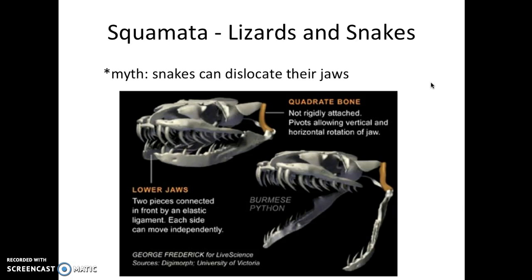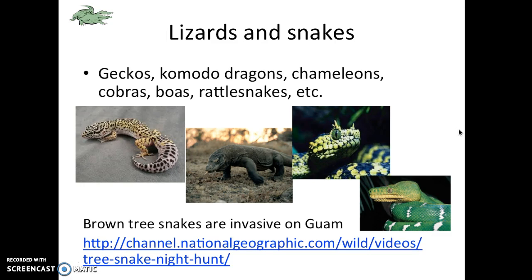There is a myth going around that snakes dislocate or disconnect their jaw in order to eat their prey. Dislocating a joint is actually very painful, and that's not what happens when snakes eat their prey. Rather, their lower mandible, or their lower jaw, has this stretchy ligament right here that allows them to open their jaw extremely wide. So they basically just have a stretchier jaw than most other animals. This group includes geckos, Komodo dragons, chameleons, cobras, boas, rattlesnakes, brown tree snakes, etc.